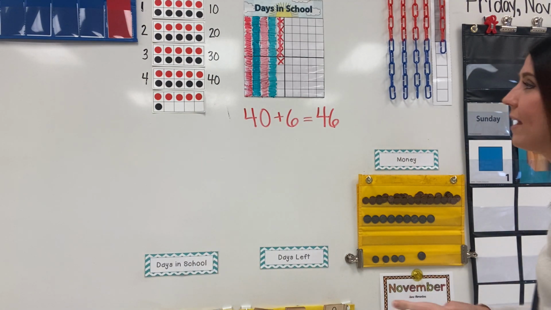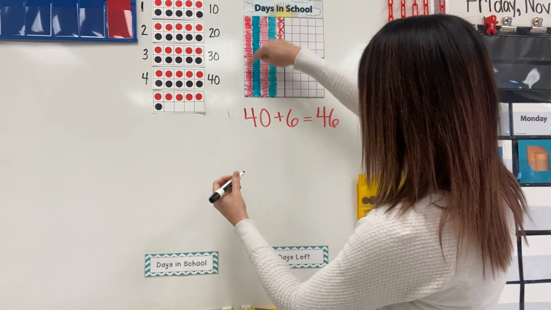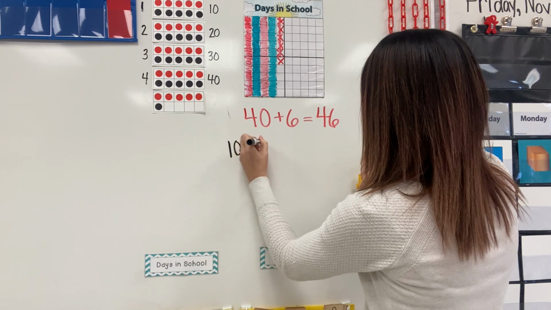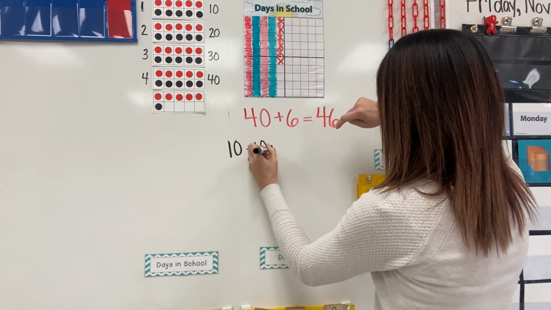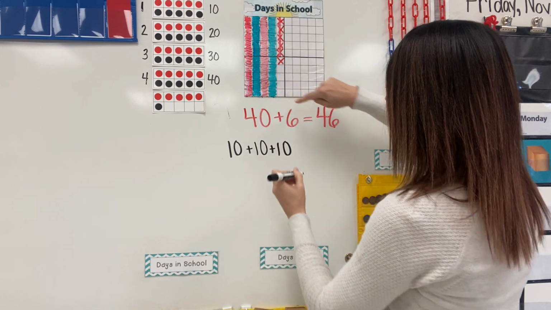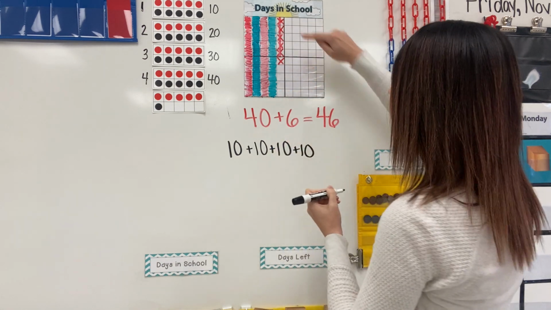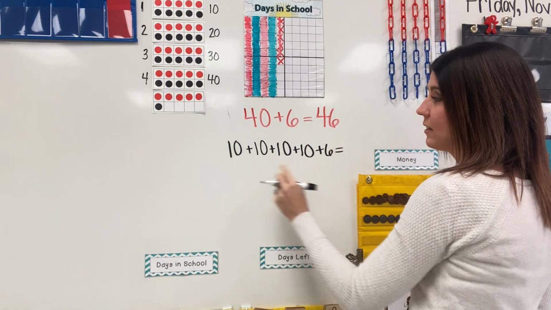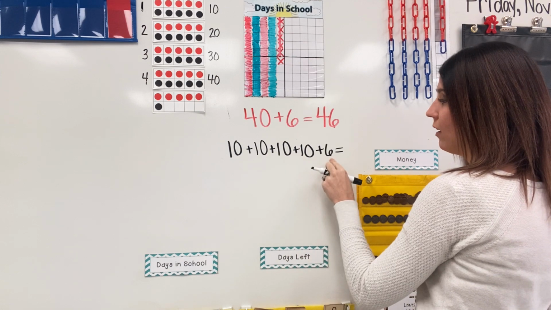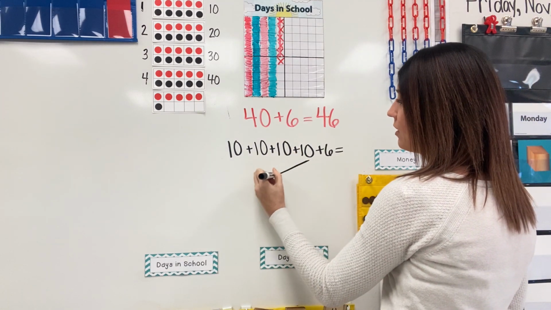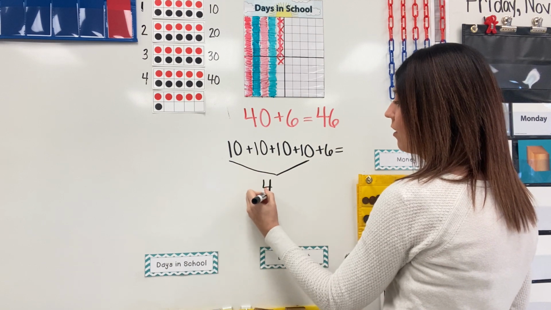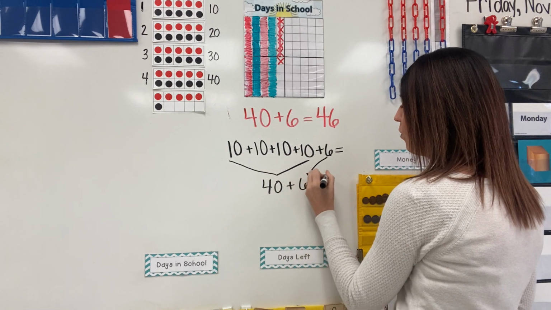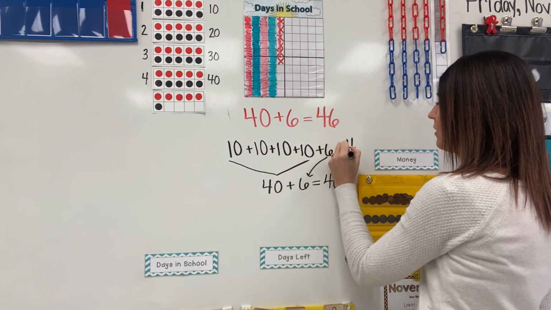Do you see those 10s? Yeah, look, there's a red 10 stick. Then there's a blue 10 stick. Then there's another red 10 stick. Then there's another blue 10 stick. Then there's 6. 10, 10, 10, 10, and 6. 10, 20, 30, 40, 40 and 6 make 46. So these 4 10s together are 40. Then we gotta bring our 6 down. 40 and 6 make 46.